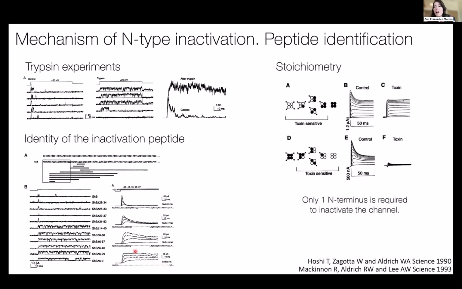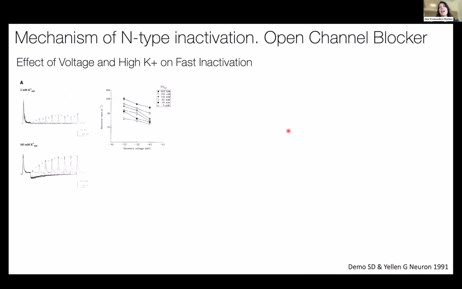Now, later studies by Rob MacKinnon and Rick also showed how only one N-terminus is required to inactivate the channel. This is a very interesting paper where they used toxin sensitivity and the availability of different N-termini to assess how many particles were needed to inactivate. And they found only one, although you will always have 4 available because it's a homotetramer. Only one is needed to inactivate the channel. And then later work by Gary Yellen also showed that the recovery from the N-type inactivated state was both voltage dependent and potassium dependent as well.